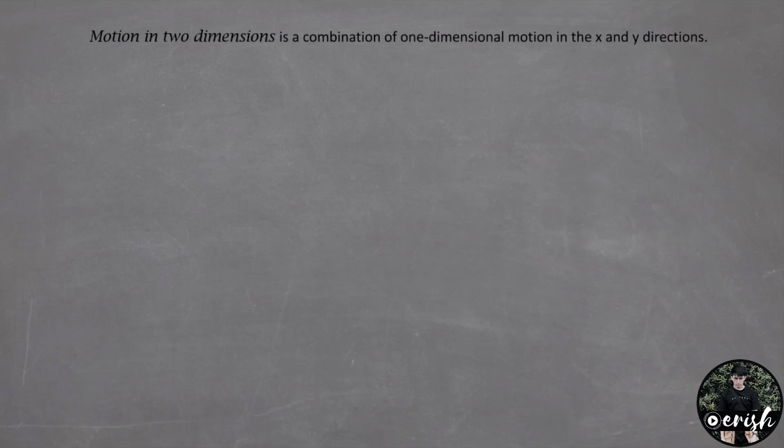From the previous lecture video, we studied the straight linear motion in horizontal and vertical directions, and we call it the kinematics in one dimension. And now, motion in two dimensions is a combination of one-dimensional motion in the x and y directions. And from all those concepts, we will apply the independence of the horizontal and the vertical motions to projectile.